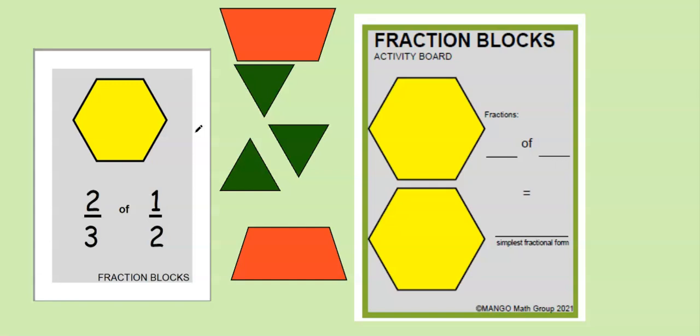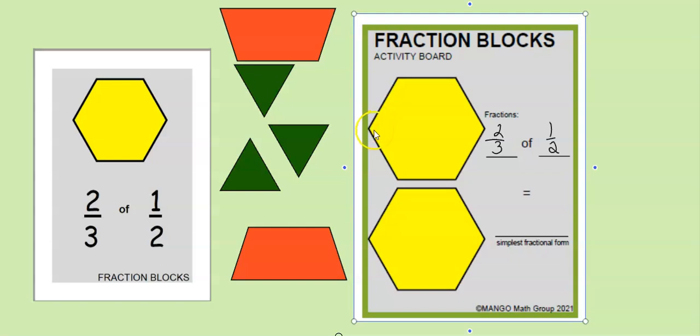So to start, they will draw a card. In this case, my card says 2/3 of 1/2. They're going to write that onto their board, 2/3 of 1/2. And the reason we say "of" when we're multiplying is because we want the students to understand that we are trying to find 2/3 of this 1/2.